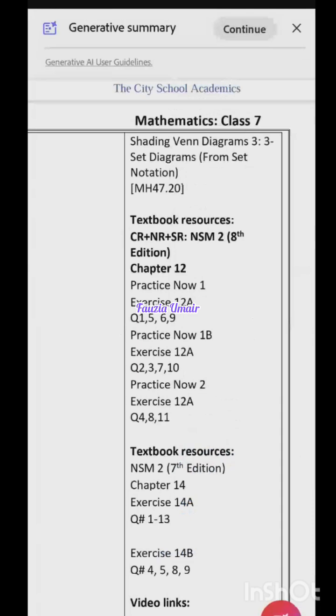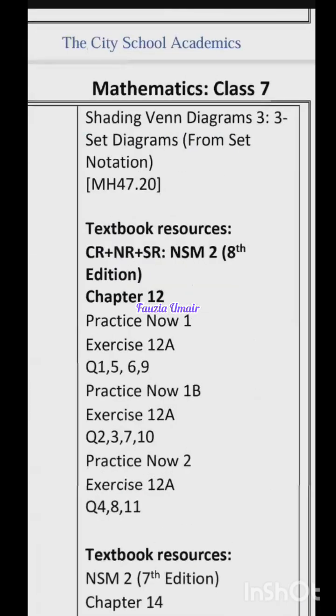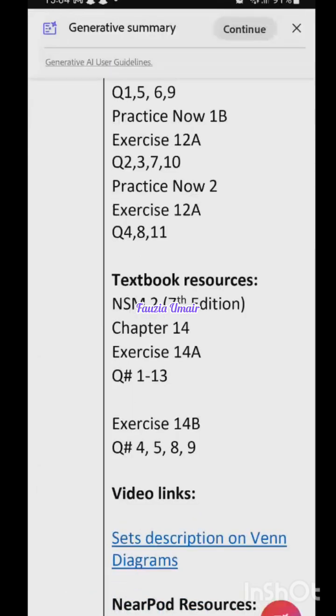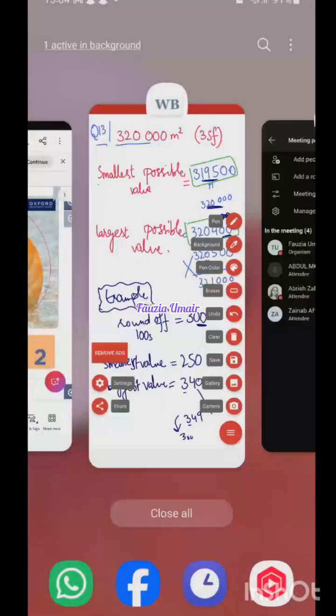This topic is the first topic, which is from NSM2. You can see here, NSM2 8th edition, and it is chapter 12 of that. This book I will also share with you so that you can see the different questions. Today, before going into this, let me explain to you what set notation is. So please pay attention.